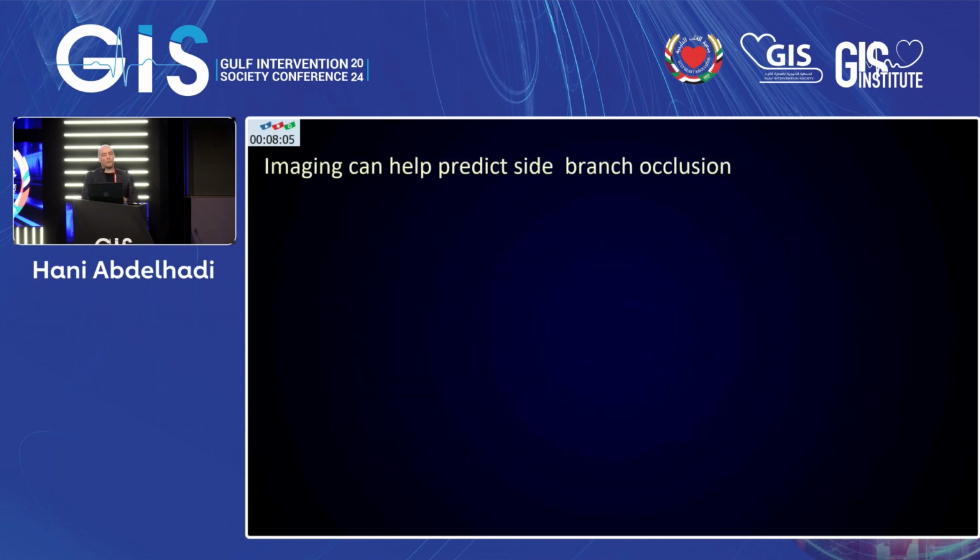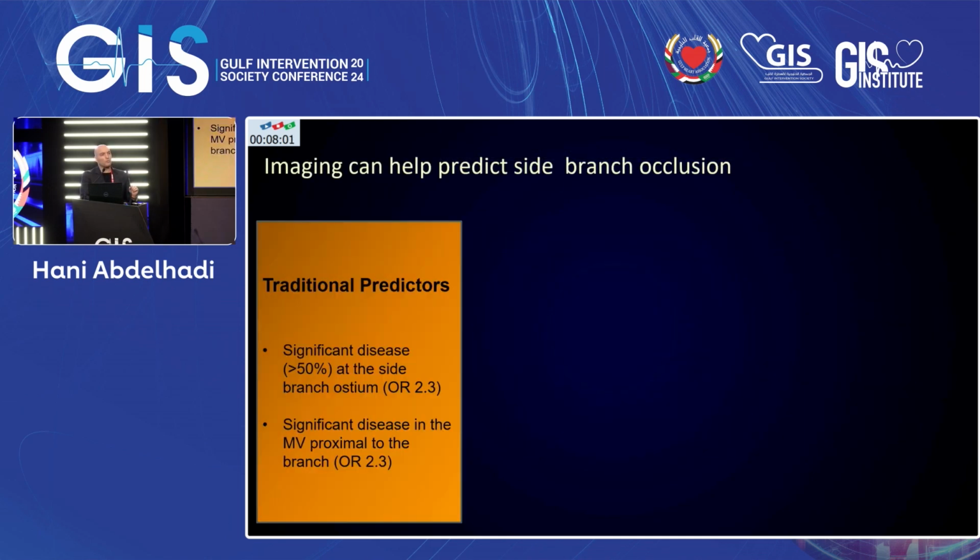Imaging can also help you predict your side branch occlusion rate. So there are traditional predictors that you can see on both IVUS and OCT. If you have significant disease at the ostium of the side branch, double the risk of occlusion. Significant disease in the main vessel just before the side branch doubles the risk of occlusion. But there are additional things that you can find out on OCT that also help you.